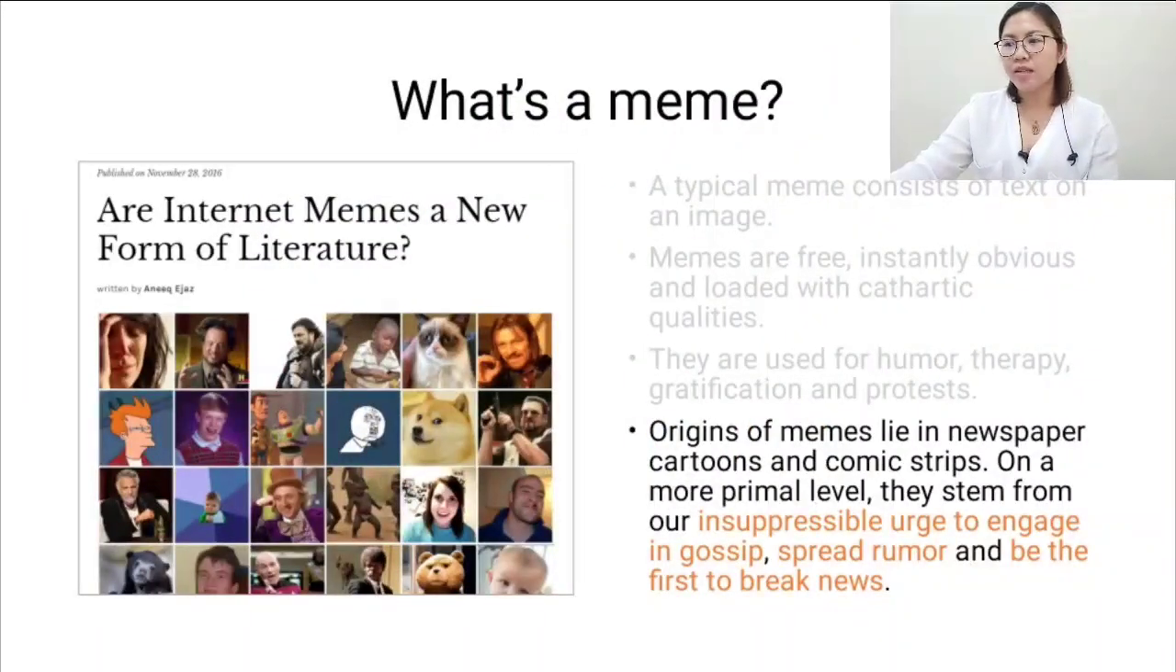Another definition of meme is, the origins of memes lie in newspaper cartoons and comic strips. On a more primal level, they stem from our insuppressible urge to engage in gossip, spread rumor, and be the first to break news.